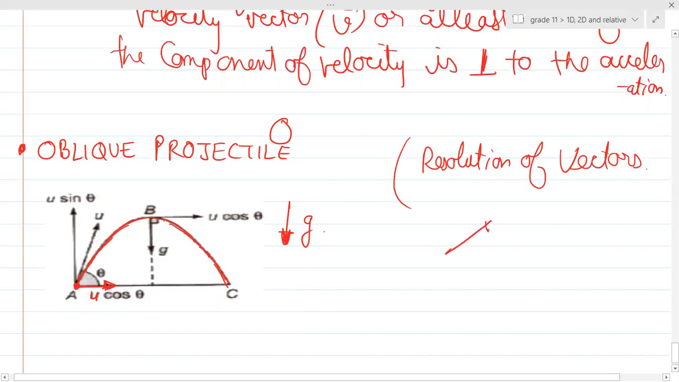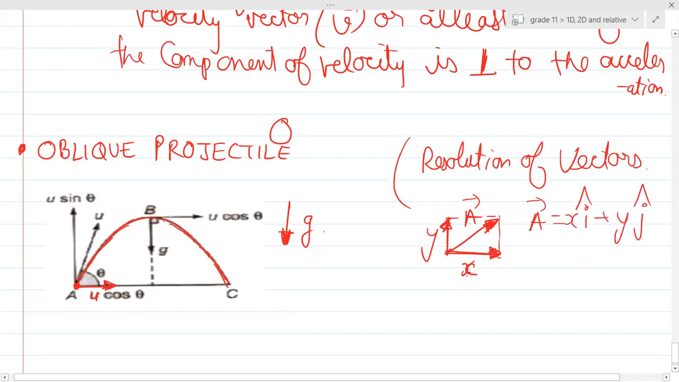Suppose there is any vector, let's say a vector. A vector has two components, the x component and the y component. So how do you make the a vector with the help of x and y? A vector is basically x i cap plus y j cap. So making a vector from its components is easy. If I want to do the reverse process, making components from the original vector, I'll just need two perpendicular directions.